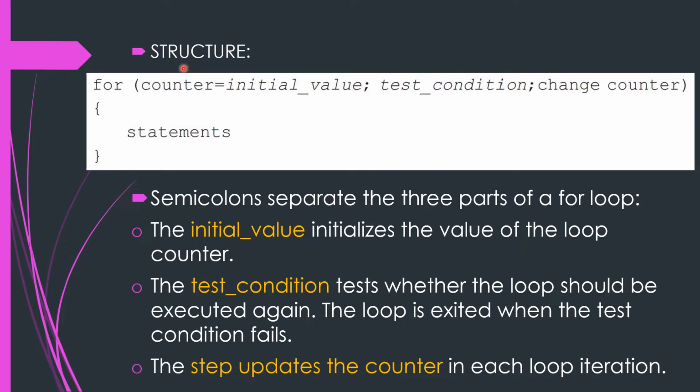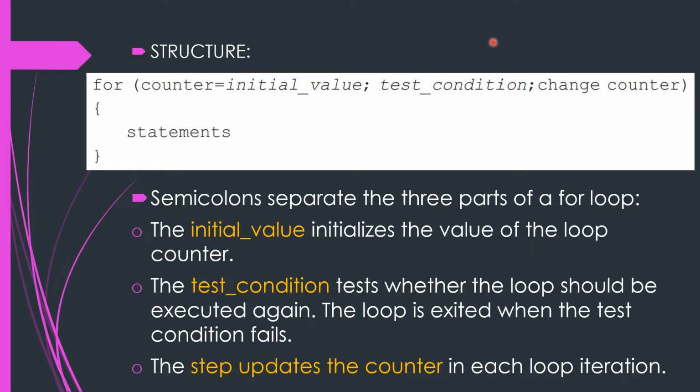The structure of for statement. First of all, we will write the keyword for, and in the round bracket we have to write this. This is basically the part of the loop, and these are basically three parts. Let us discuss them. The semicolon separates the three parts of a for loop. As you can see here, we have used two semicolons to separate the three parts of the loop.